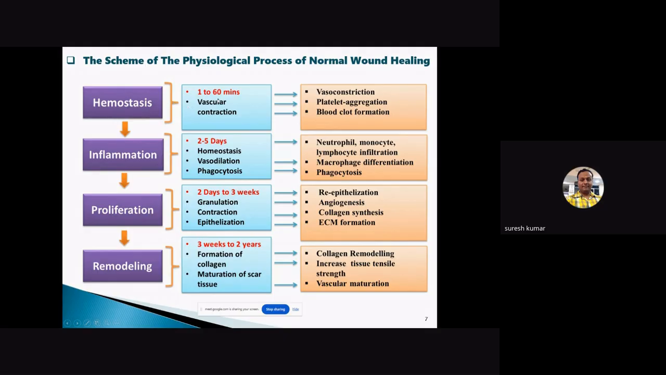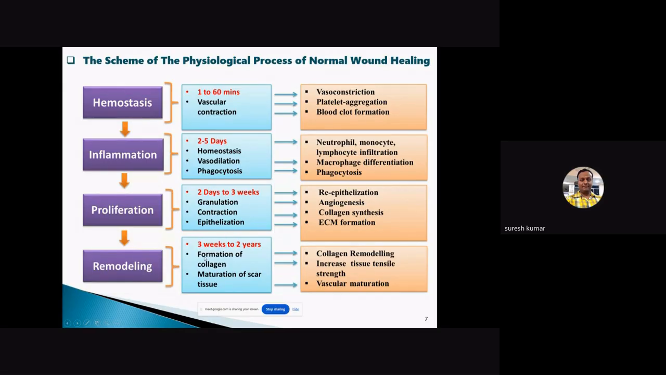Initial stage, hemostasis, 1 to 60 minutes; inflammation, up to 5 days, which involves hemostasis, phagocytosis, where macrophage differentiation is happening. This is followed by proliferation, between 2 days to 3 weeks, where re-epithelialization and angiogenesis, nothing but new blood vessel formation, occur. One of the important ECM components is collagen, and its synthesis happens in the proliferation phase.